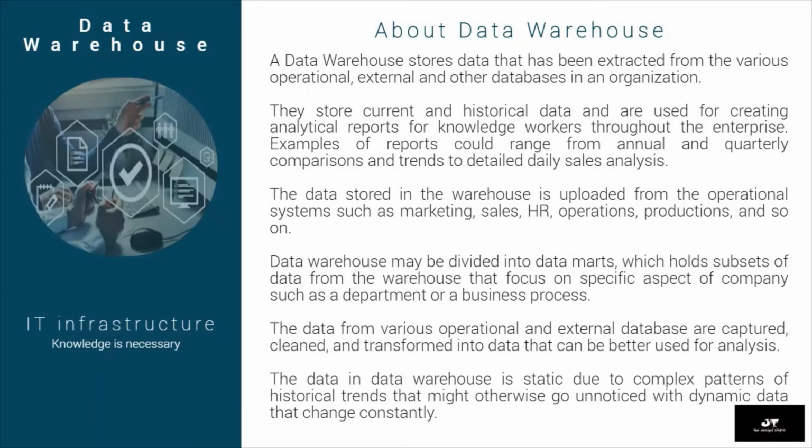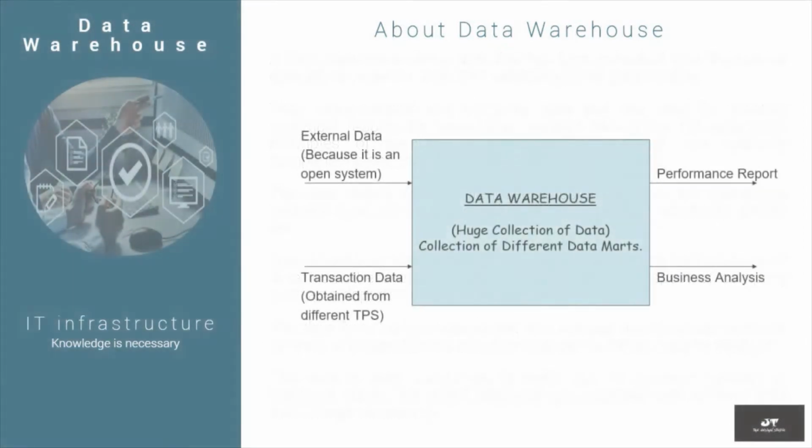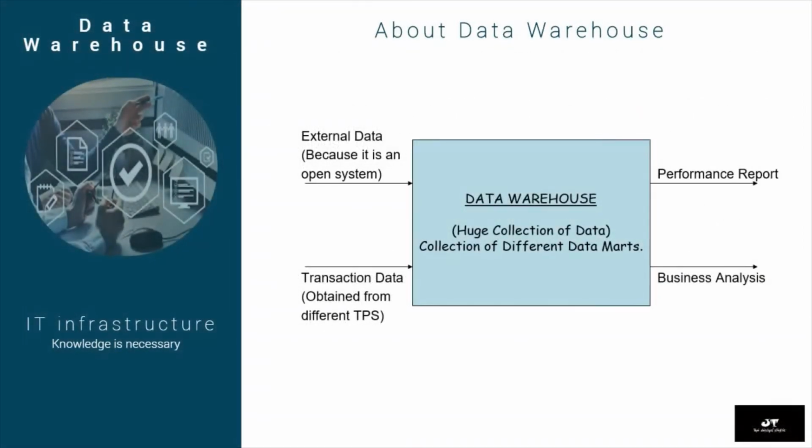The data from various operational and external databases are captured, cleaned, and transformed into data that can be better used for analysis. The data in a data warehouse is static, due to complex patterns of historical trends that might otherwise go unnoticed, with dynamic data that change constantly. Diagrammatically, a data warehouse is represented below to understand the inflow and outflow of data to and from the data warehouse.